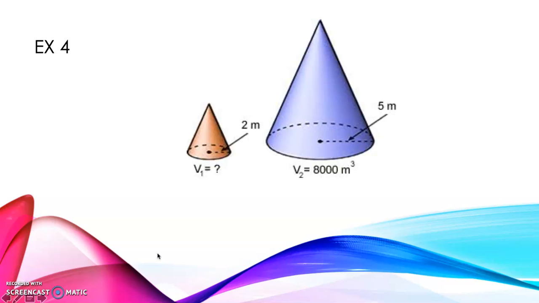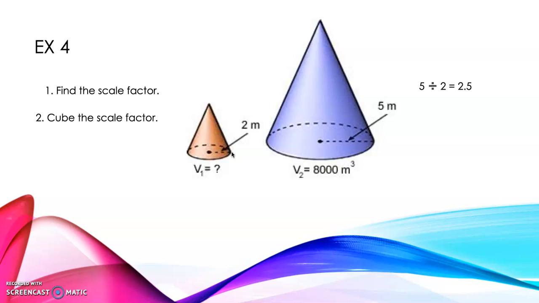Example 4. We're told that these two cones are similar, and they've given us the volume of the larger one and have asked us to find the volume of the smaller cone. First step, we find the scale factor. The radius of the larger is 5, the radius of the smaller is 2. So we divide. 5 divided by 2 is 2.5.